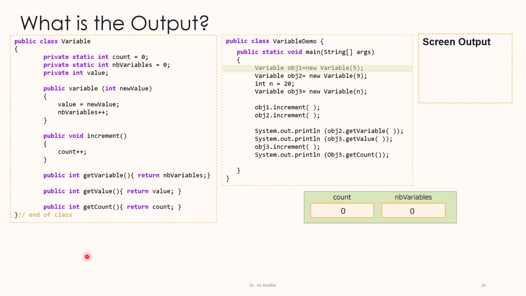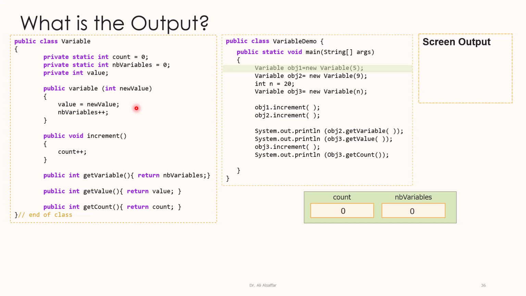The last three methods are for getting values. The first one is getting the value for NB variables. The second is getting the value for the instance variable value. And the third one is getting the value of the static variable count.